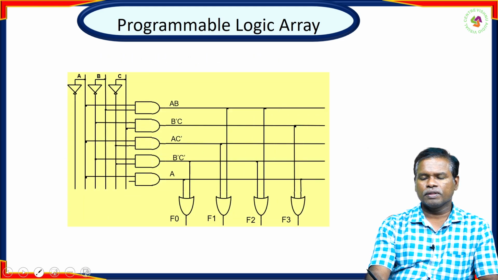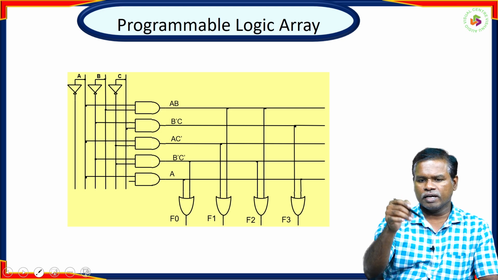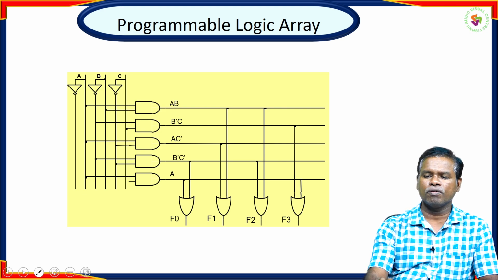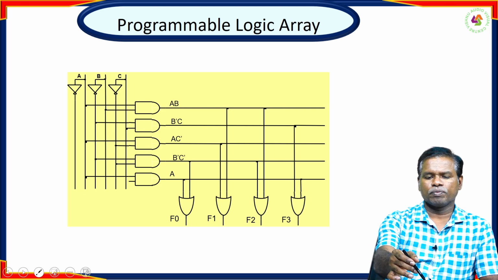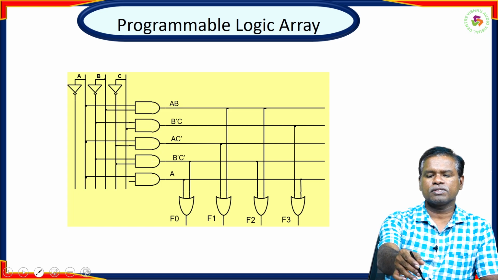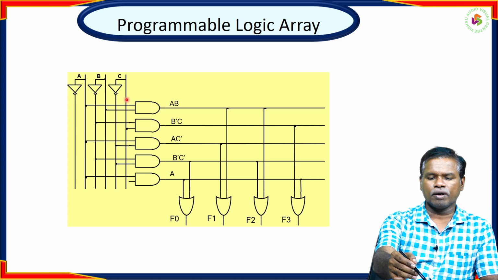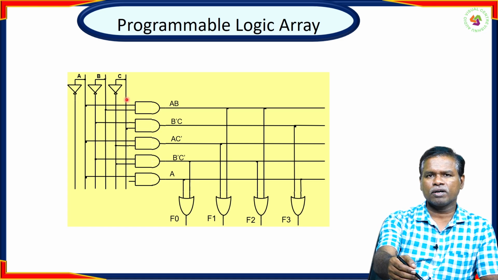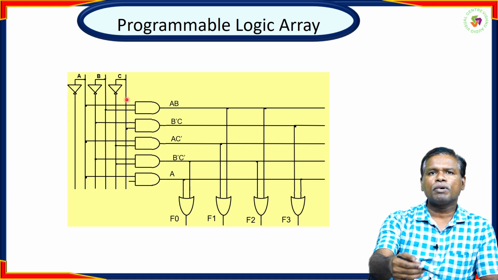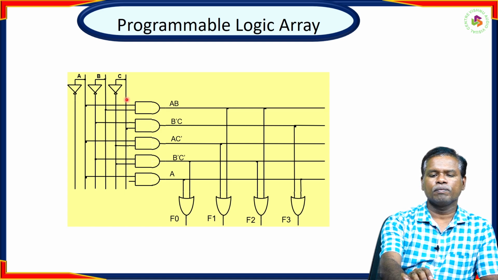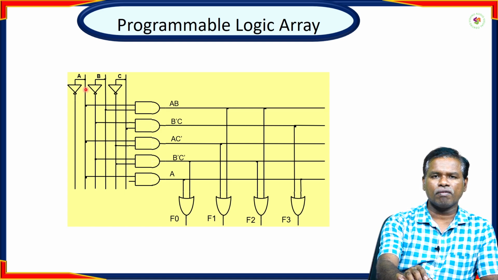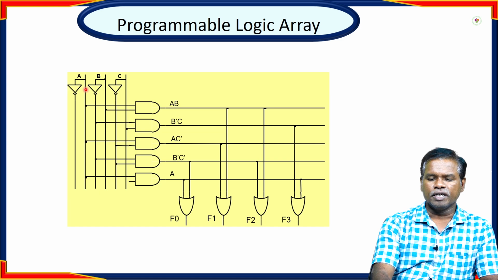Now coming to the implementation of the given Boolean functions with the help of PLA. We have 3 input variables A, B, C as well as their complemented forms, because a few of the product terms have the complemented form of the variable also. So A and A bar we are taking as input with the help of a NOT gate. Similarly B and B bar, C and C bar, we are assuming these are available at the input side.